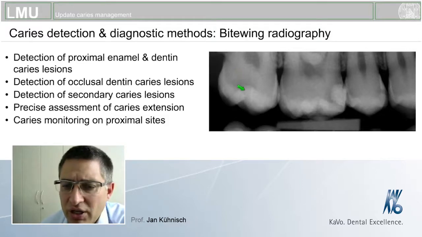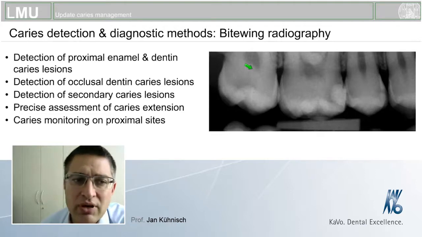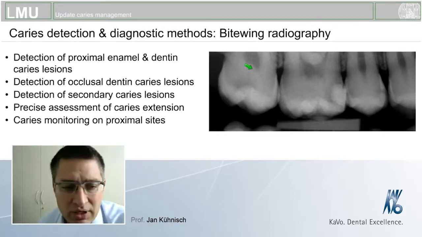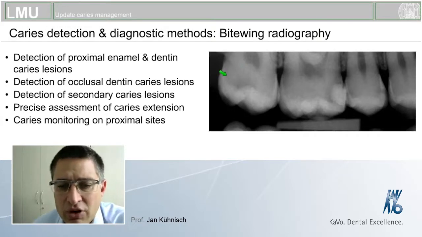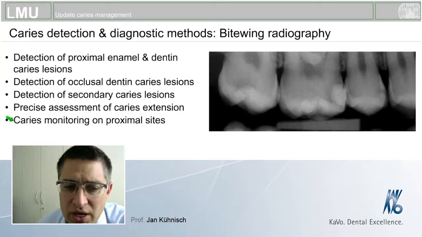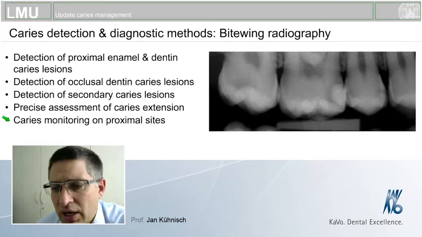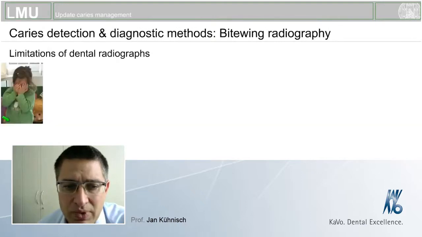It's very important to know where the caries process is located, if it's close to the enamel-dentine junction or if the process is located nearby the dental pulp. Another unique feature the bite-wing radiograph is offering us is the possibility to monitor the caries process. It's a good opportunity to repeat bite-wing radiographs and to monitor the situation, especially in caries risk patients. But there are, of course, some limitations which have to be recognized.